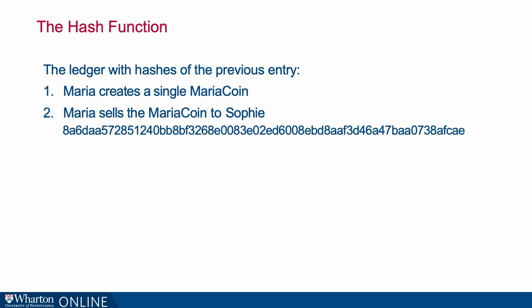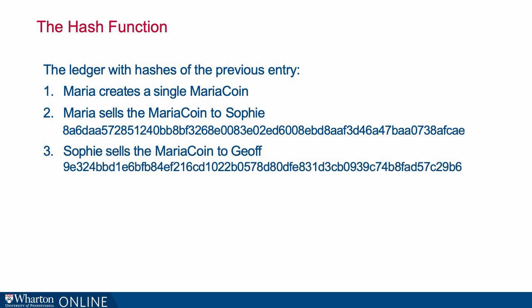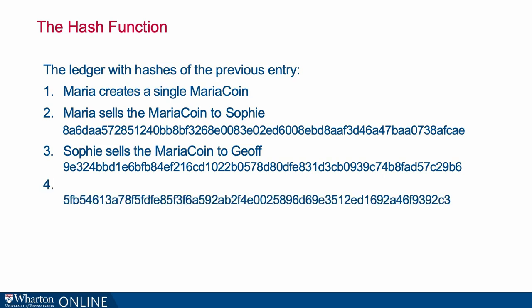Now, if you go to that hash program and type in "Maria sells the Maria coin to Sophie," press carriage return, and then paste in perfectly this number, what you should get out is a 256-bit number that you see in item 3. That's the hash of "Maria sells the Maria coin to Sophie," return, and then the 256-bit number printed in 2. Now the final step. Sophie sells the Maria coin to Jeff, along with the hash of step 2. If you type that in, you get the hash that I printed in 4.